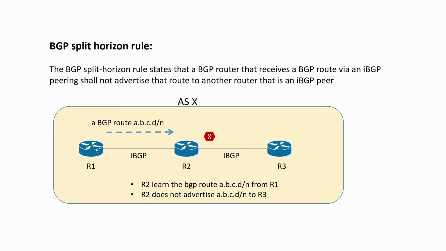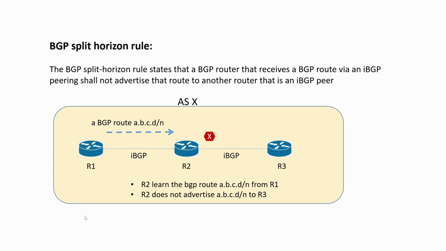So if R1 advertises routes to R2, the routes R2 receives from R1 are all IBGP routes. All these routes are good for R2. However, R2 will not advertise those routes to its IBGP neighbor. For instance, R2 will not advertise the learned IBGP routes to R3. So that's the split horizon rule. Here I have to emphasize that the split horizon rule is for IBGP.